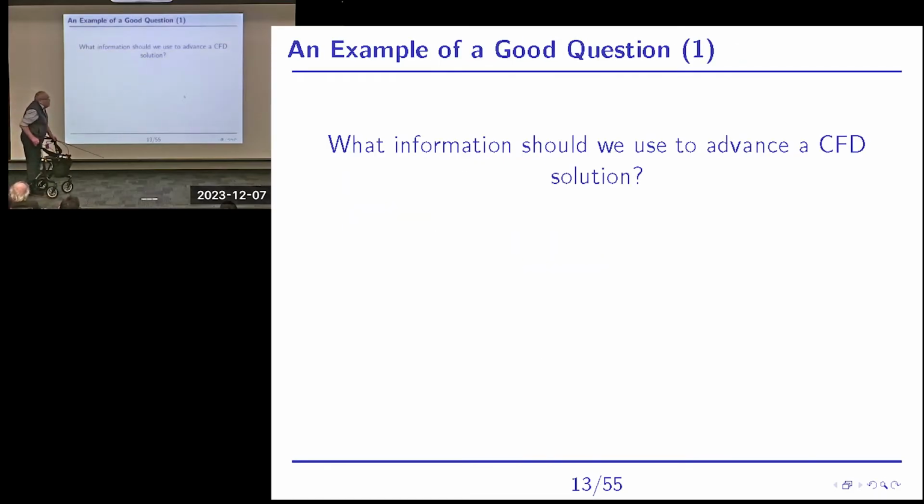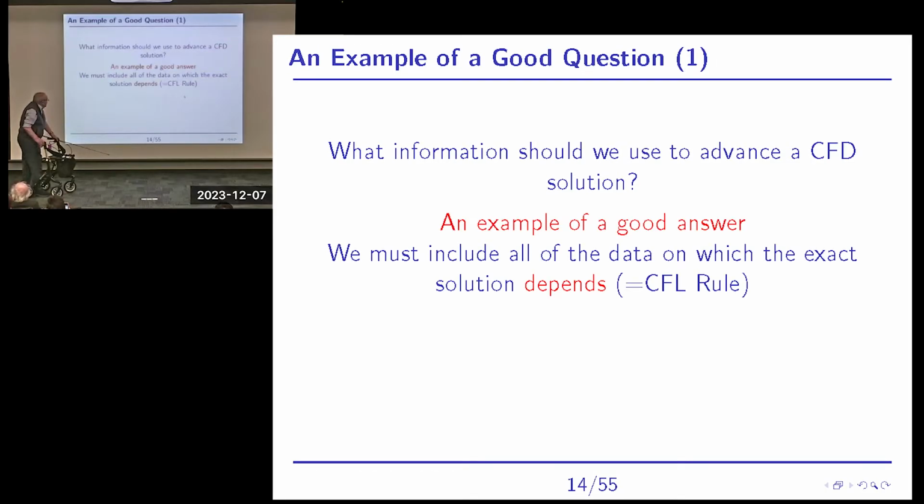But certainly one extremely good question is, what information should I use to advance the CFD method? I want to know what the solution is at this point, at this time. What is the information I need? And a very good answer is we must include all the data on which the exact solution depends. So put technically, the discrete domain of dependence should include the exact domain of dependence. This is the famous Courant rule. If you're teaching CFD, you teach this in the first class. Everybody says yes, yes, yes, yes.